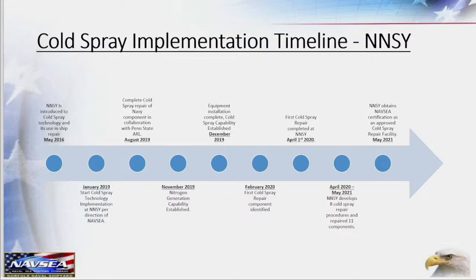A couple years of failed capital projects, but we got to 2019, Admiral Moore comes out and says, shipyards, go figure out Cold Spray, number one priority, let's make this happen. So in August, we went up to Penn State, coordinated an effort, repaired our first part, and put it on the Wyoming. It's out chugging around right now. It was a ductile cast iron actuator body. Pretty straightforward repair, but again, we learned a lot by doing it with Penn State.